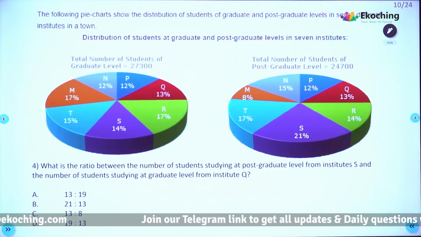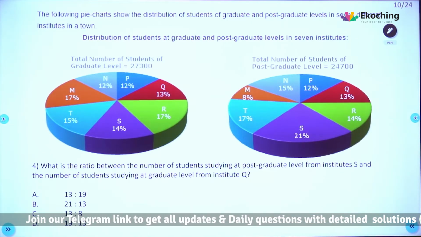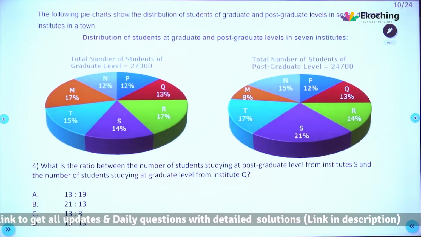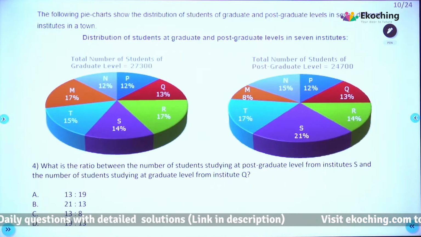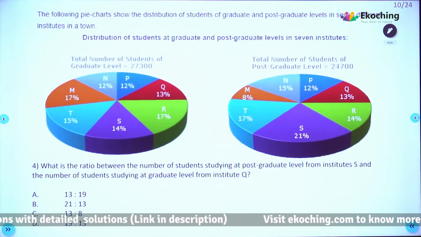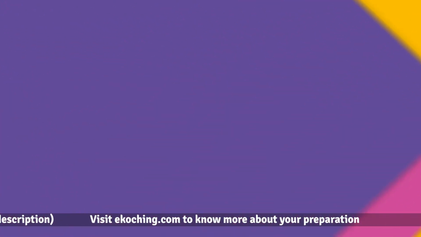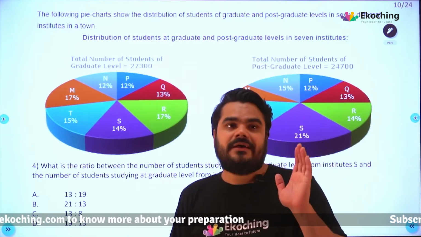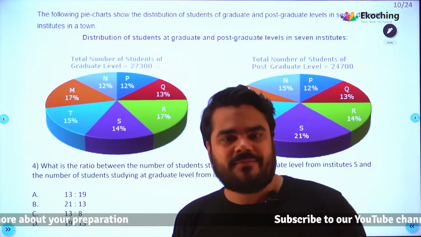Question 4 is on the screen. What is the ratio between the number of students studying at postgraduate level from institutes S and the number of students studying at graduate level from institute Q? Now you know the trick of solving these questions. Easy to moderate. Take about 1.5 minutes, 2 minutes maximum, and come back to me when you have an answer in your hand. Okay, so I hope you are pausing the video. You are trying to solve the question with the time frame that I'm giving you.